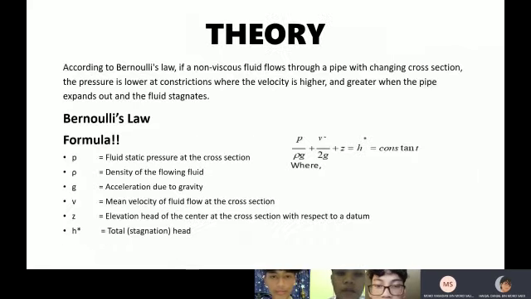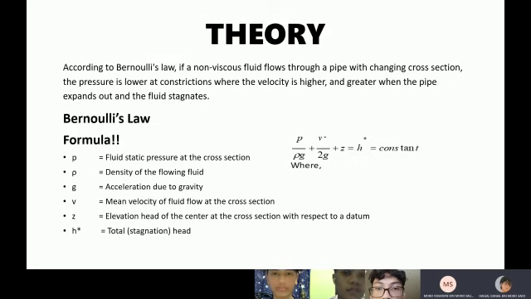Okay, for the theory, according to Bernoulli's law, if a non-viscous fluid flows through a pipe with changing cross-section, the pressure is lower at the constriction where the velocity is higher, and greater when the pipe expands and the fluid stagnates. Okay, as you can see, here is the formula for Bernoulli's law.